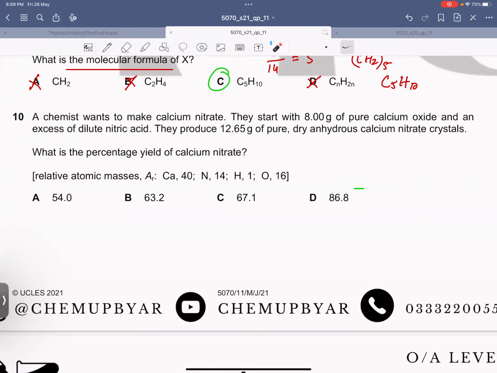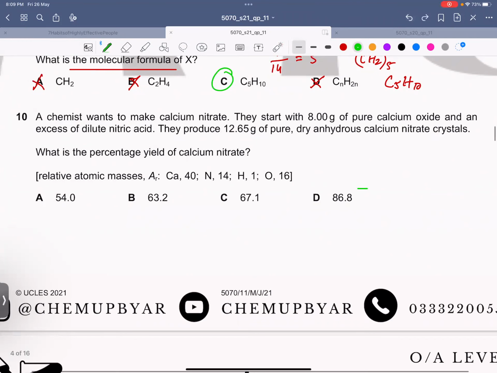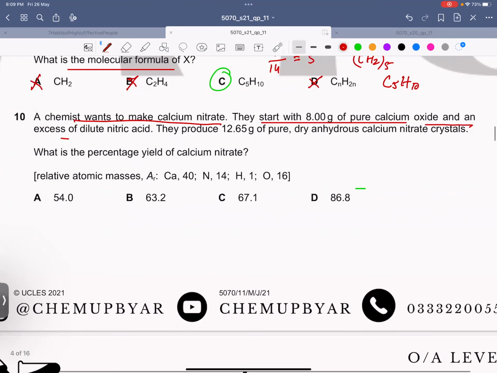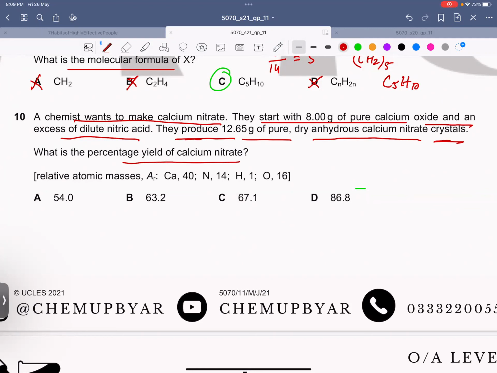Now question number 10. A chemist wants to make calcium nitrate. They start with 8 gram of pure calcium oxide and an excess of dilute nitric acid. They produce 12.65 gram of pure dry anhydrous calcium nitrate crystals. What is the percentage yield of calcium nitrate?